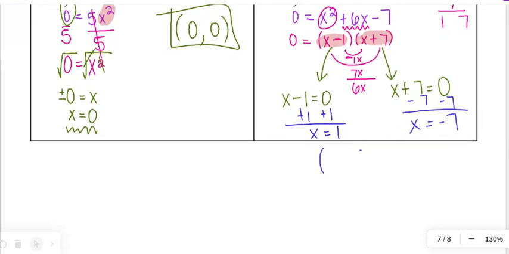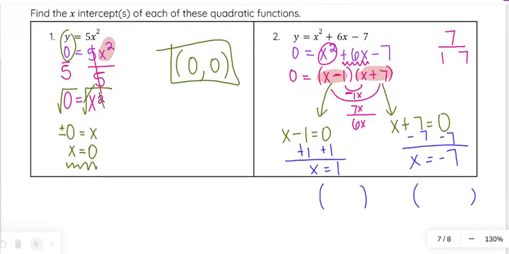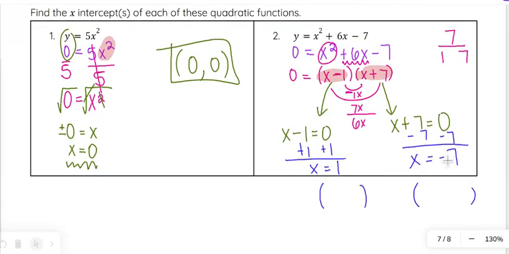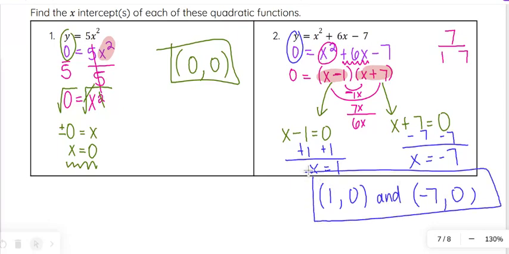And then we have our ordered pairs. There are 2 here, so these don't go together. They're separate. They're each an x. So we have (1, 0), because we know y is 0 for all x-intercepts, and then (negative 7, 0) as our second one. So there are 2 x-intercepts here on this one.